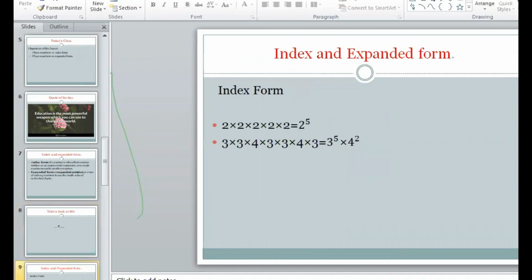So index form is basically putting it to the index or the indices. For instance, 2 times 2 times 2 times 2 times 2 is 2 to the 5th power, like I have there. 3 times 3 times 4 times 3 times 3 times 4 times 3. You have 5 3s and 2 4s. So that would be 3 to the 5th power times 4 to the 2nd power.